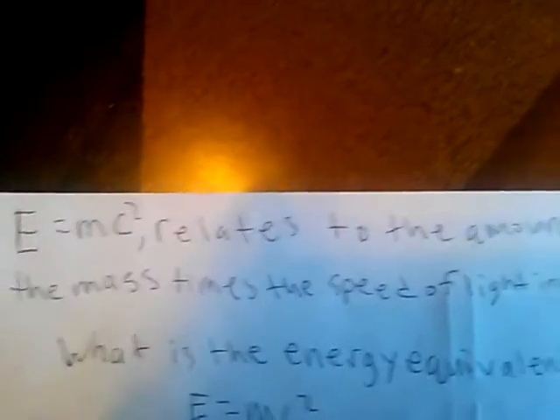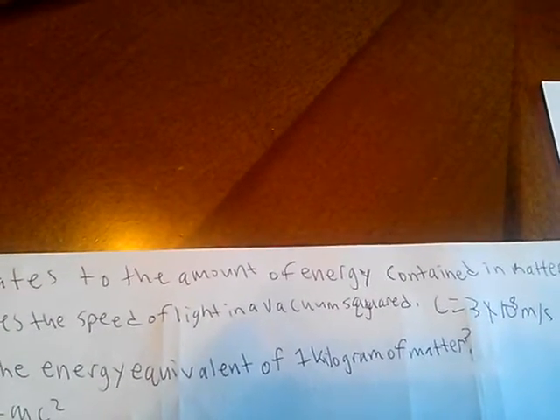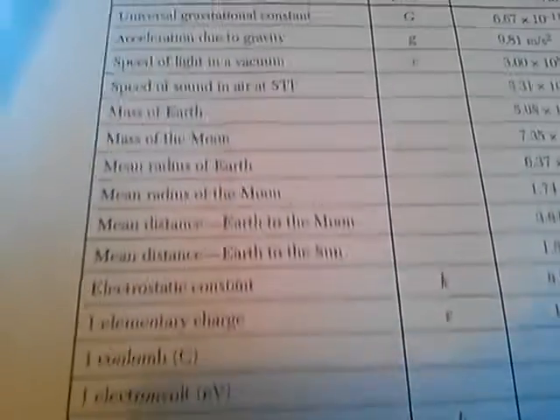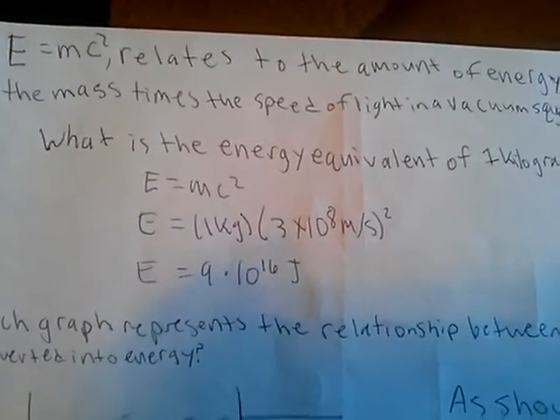This is Einstein's famous formula, E equals mc squared. It relates the amount of energy contained in matter to the mass times the speed of light in a vacuum squared. c equals 3 times 10 to the 8th meters per second is the constant, and you can find that on the reference table, right there: speed of light in a vacuum, 3 times 10 to the 8th meters per second. So E equals mc squared, and you have 1 kg given to you. What is the energy equivalent to 1 kilogram of matter? E equals 1 kilogram times the constant squared, which gives you 9 times 10 to the 16th joules.